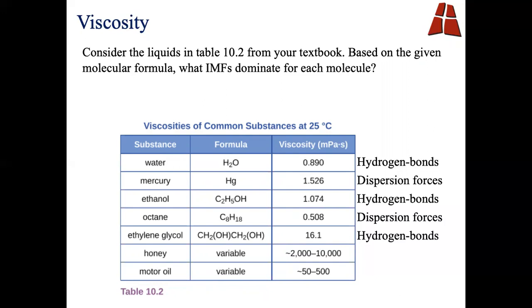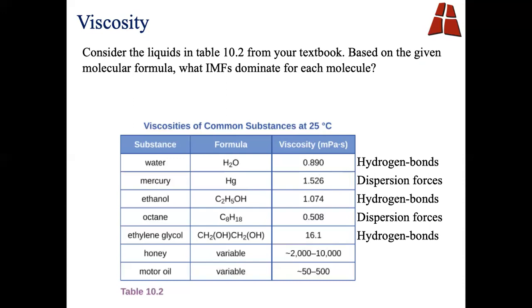So the answer, in case you were not able to come up with them: water, its strongest intermolecular force is hydrogen bonding. Mercury is a pure element, so it only has dispersion forces. I will point out Mercury is kind of a weird one because it is only an element and only has dispersion forces, but it has a greater viscosity than water. And that is due to its size.